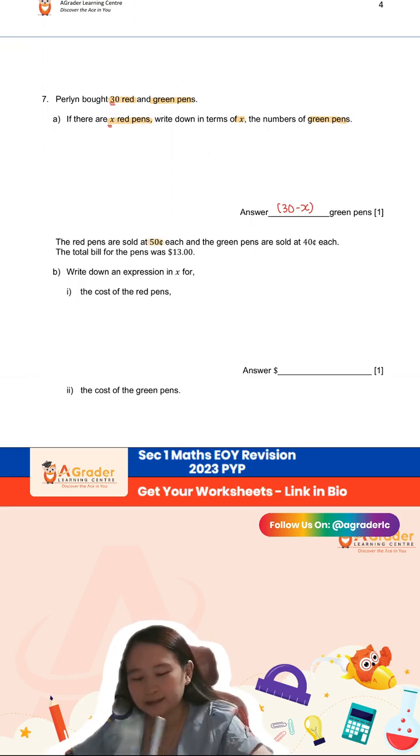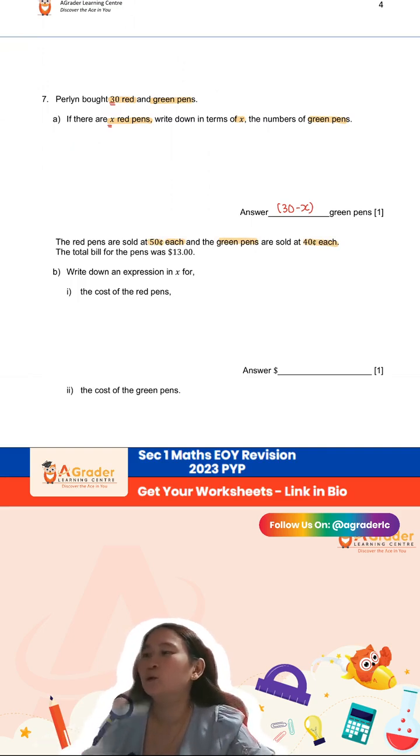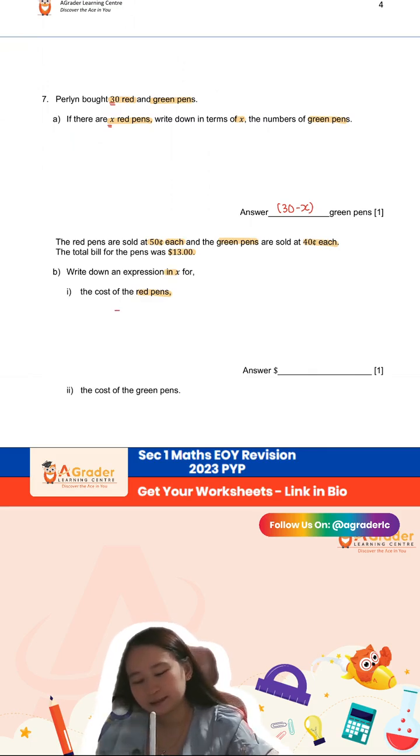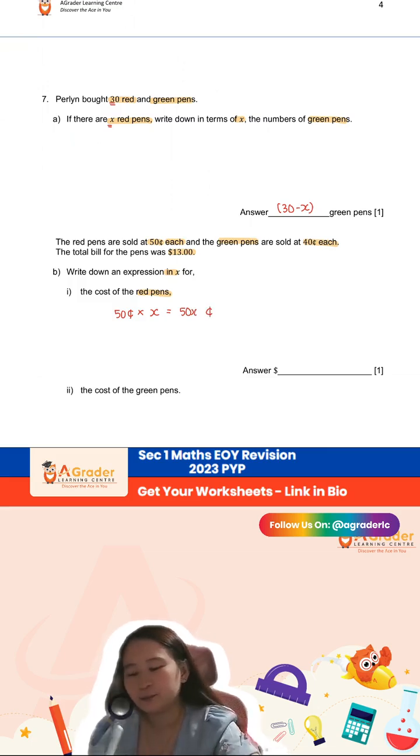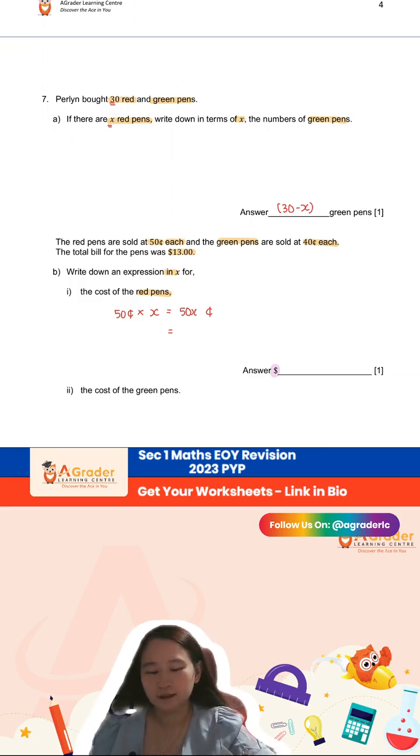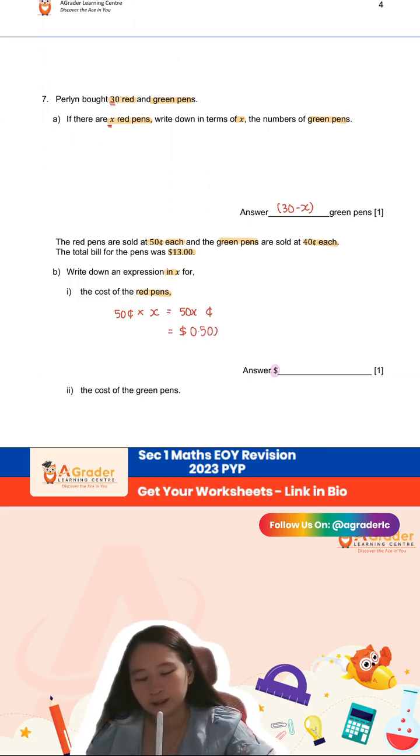Red pens are sold at 50 cents each, and green pens are sold at 40 cents each. The total bill of the pens was $13. Write down an expression in x for the cost of the red pens. So each red pen is 50 cents. You multiply by the x number of red pens. So you get 50x cents. What they want is in terms of dollars, so you have to divide by 100. When you divide by 100 in terms of dollars, you get 0.50x.